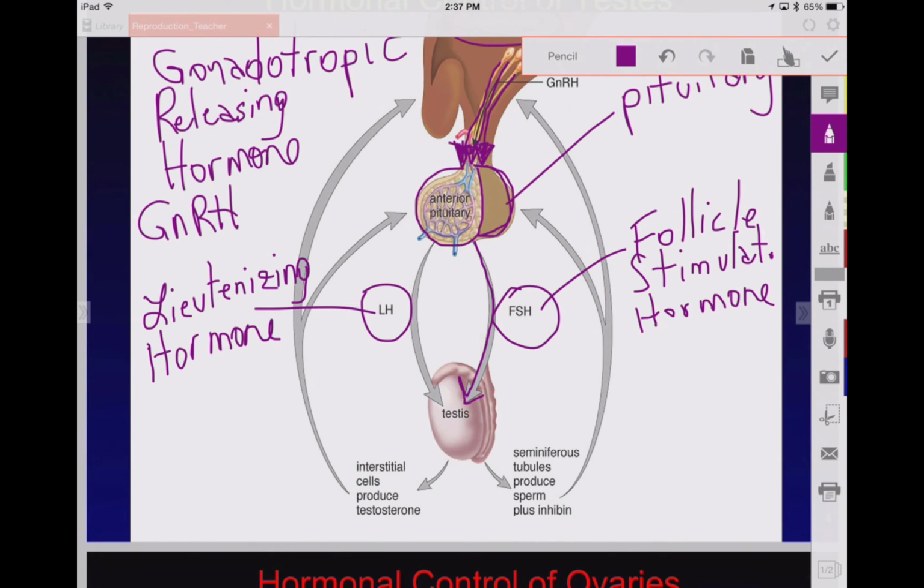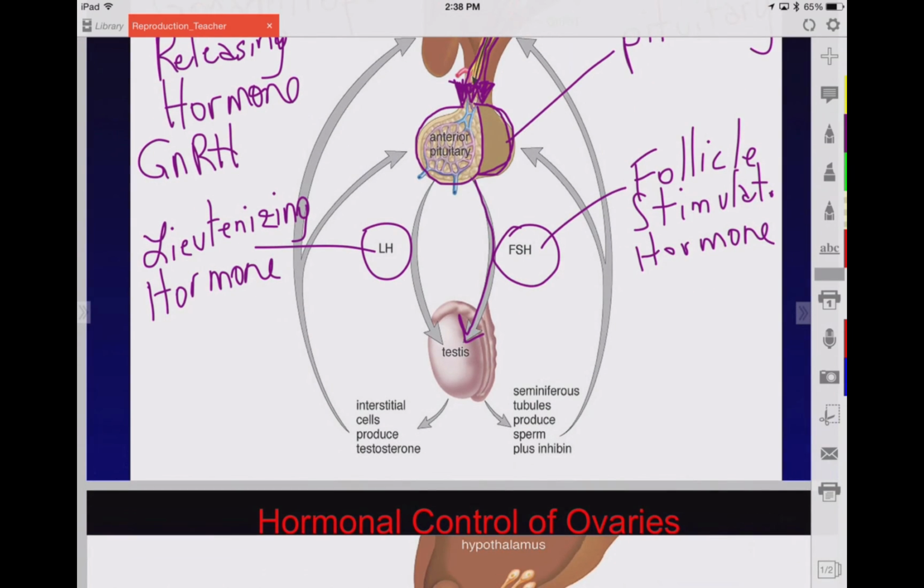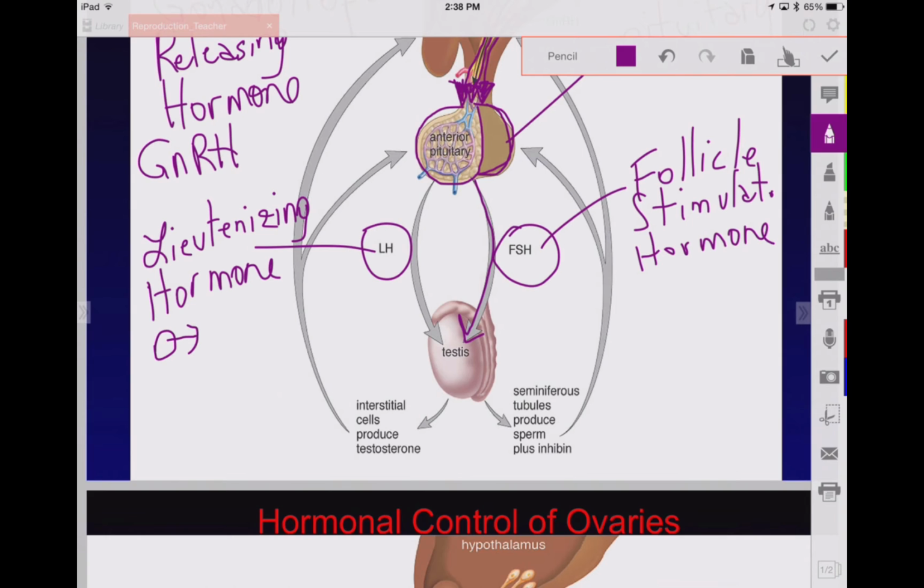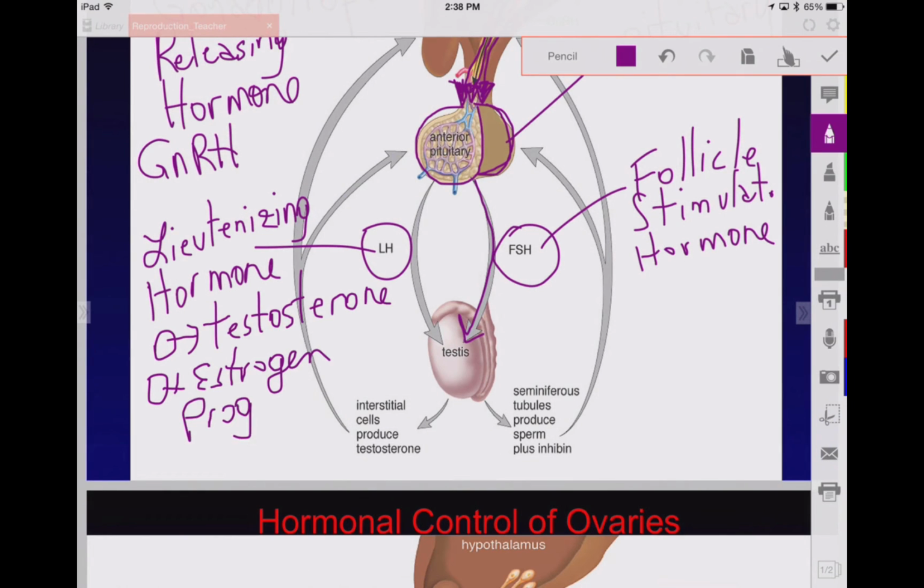What's different about luteinizing hormone is it is not interested in producing sex cells. Luteinizing hormone is one that will cause a spike in males of testosterone. And in females, you'll see the production of other hormones, such as estrogen and progesterone. And it's these hormones that are responsible for your sexual characteristics.